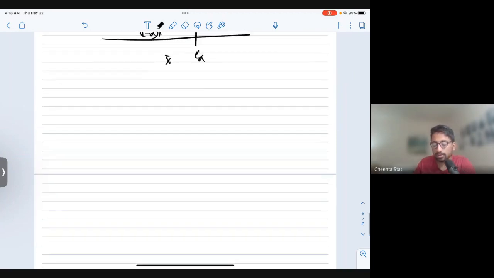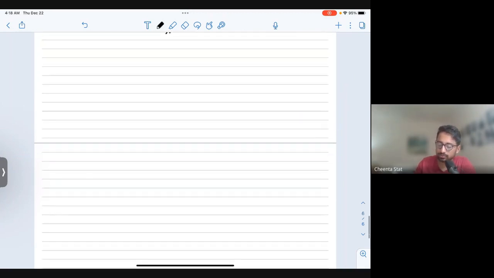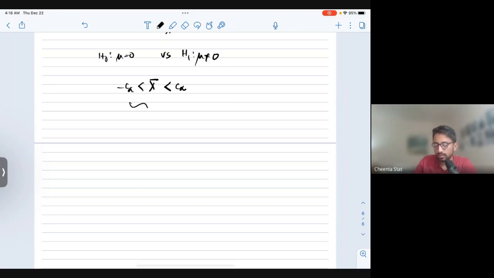Also, we can find a good test by the likelihood ratio test, mu equal to 0 versus mu not equal to 0. For that, you will get that X bar is less than a certain quantity c alpha and greater than minus c alpha, the same quantity. This is the non-rejection region, and outside this is the rejection region, right?